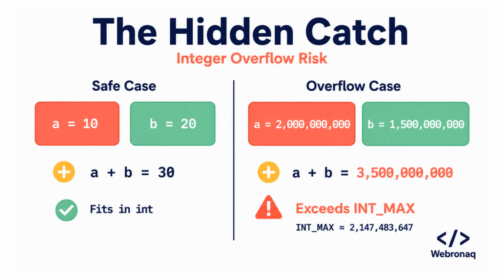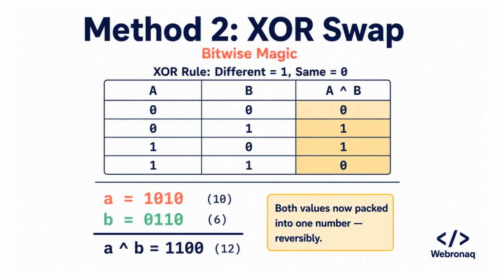So the arithmetic swap is elegant, but it's not bulletproof. For safe, real-world code, we need a method that doesn't depend on the size of the numbers at all. And that's exactly what our second method does. It works at the bit level, completely sidestepping the overflow problem. Let's see how. Alright, now let's talk about the second method, the XOR swap.